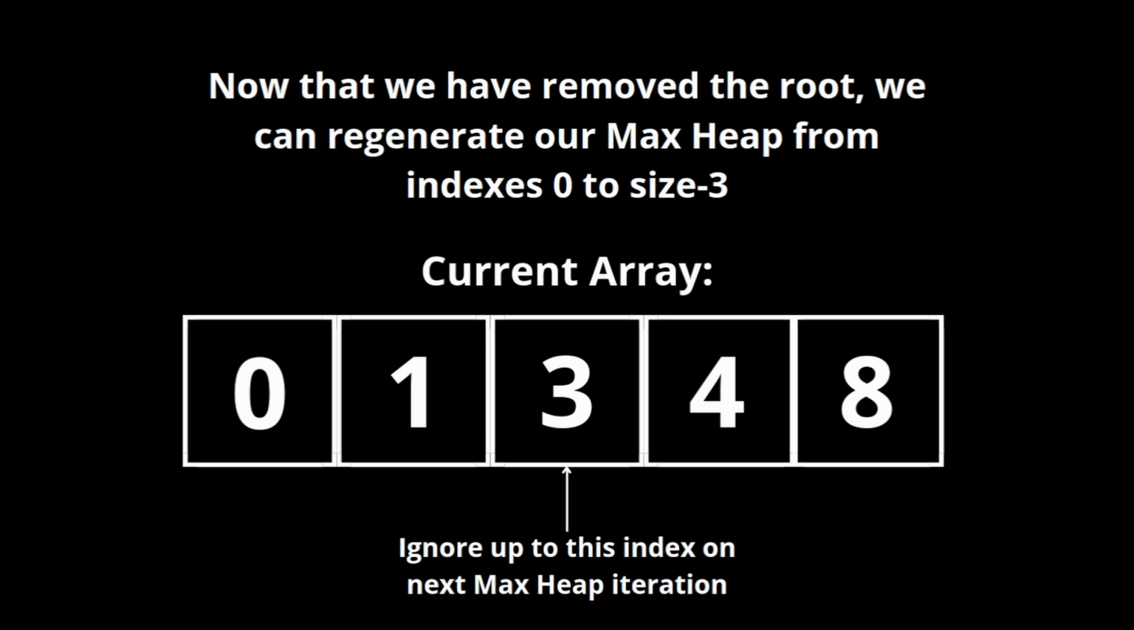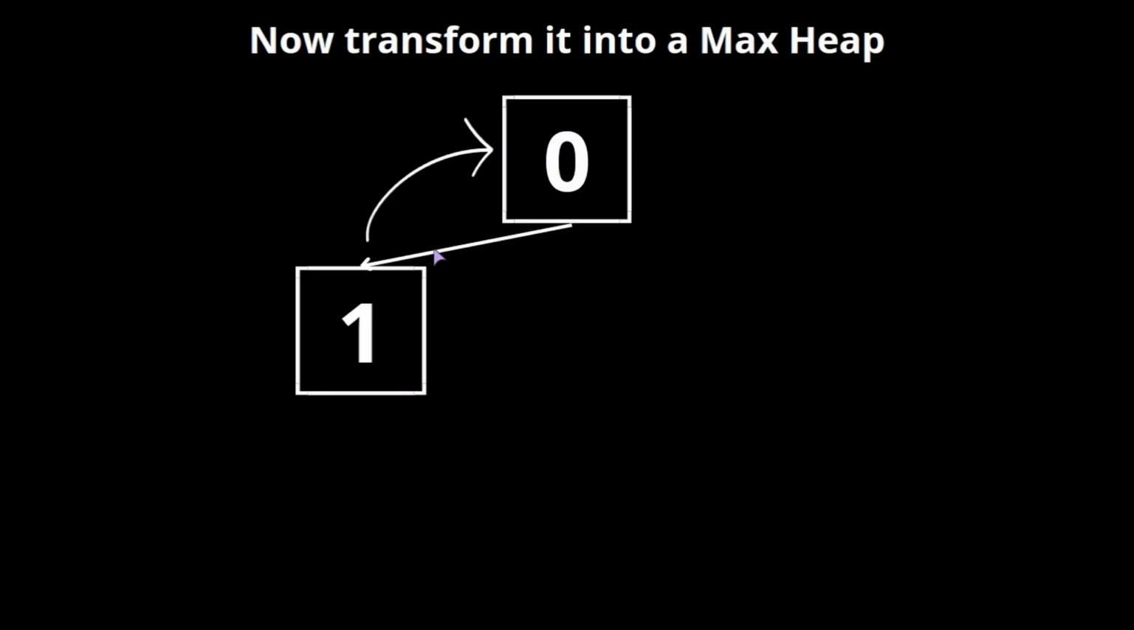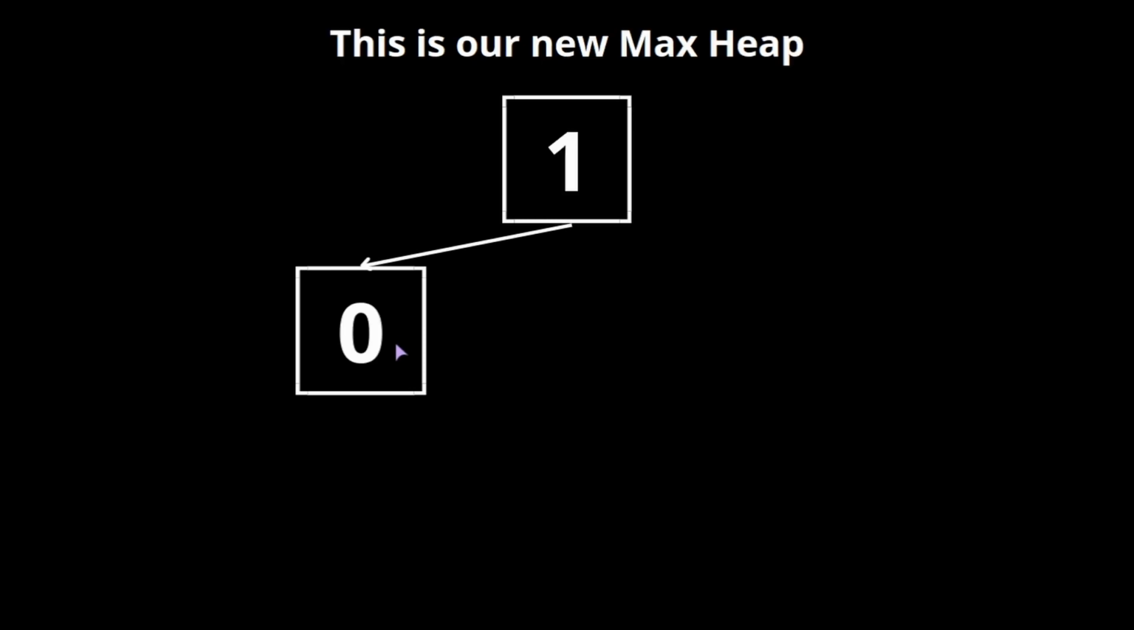So next, we're going to create a binary tree from these two elements. So the parent will be 0 and the child will be number 1. And we have to create a max heap from it. So 0 is obviously smaller than number 1, so we're going to swap them. And we're going to compare 0 with its child nodes to see if 0 is greater than or equal. But there are no child nodes, so we just ignore in this case. And this is our new max heap.